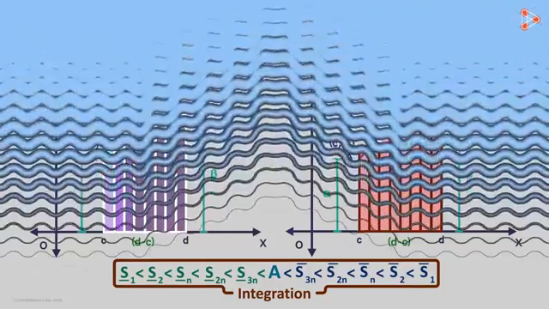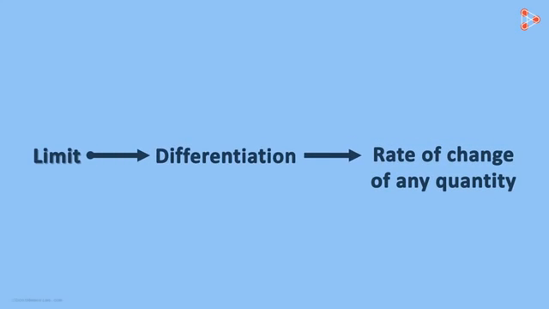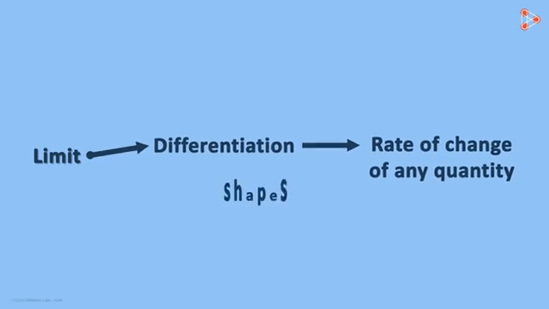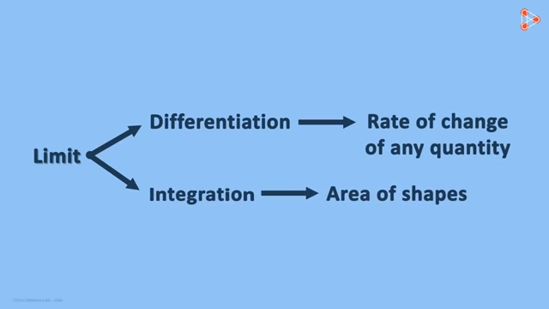So until now, we have an idea of the limit process. We saw how we can apply it to find the instantaneous rate of change of any quantity. The process of finding this rate is called differentiation. In this video, we saw how it is applied to find the area under a curve. And this process is called integration.